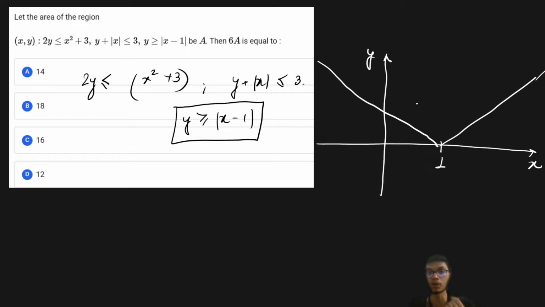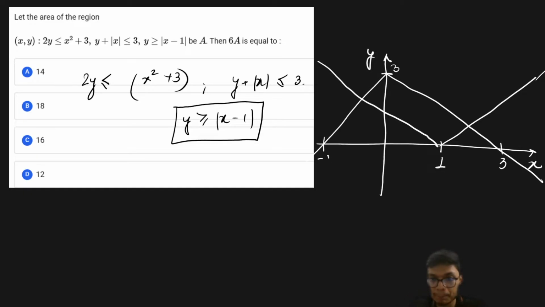So let us first of all plot x plus y less than or equal to 3. It is going to be something like this over here. It's going to be 3, and then it is going to be 3 over here again, like this particular curve. And then since I have mod of x, I will just reflect the curve over the y axis. So it is going to be simply like this. I hope this is clear.